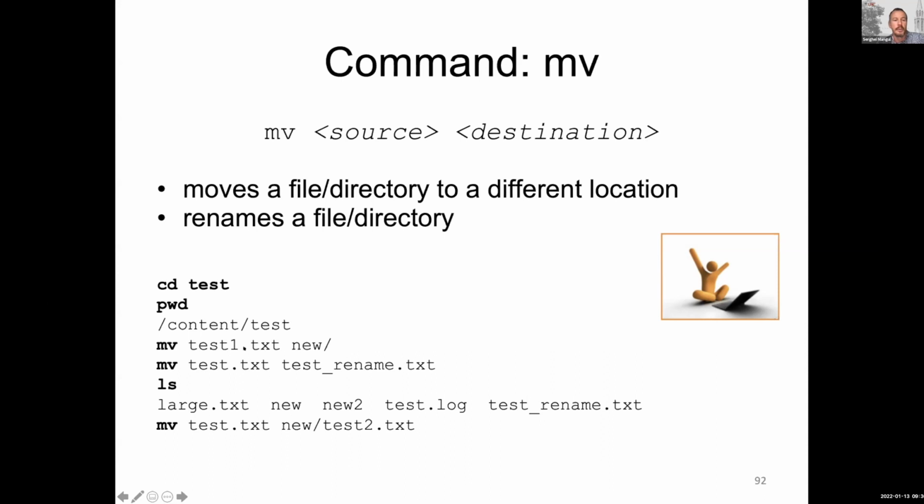Okay, so we will move the file test1.txt to the directory new. We say mv, source, destination, right? What will happen is the file will be moved from the current directory, which is test, to new, meaning it will disappear from the directory test and will appear in directory new. This is what we mean by move.